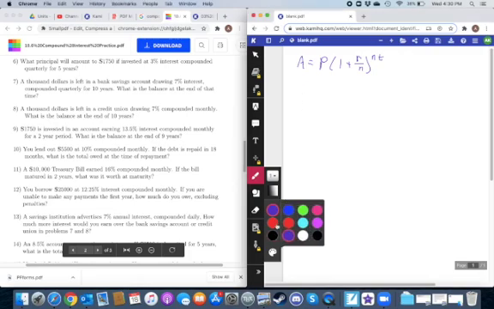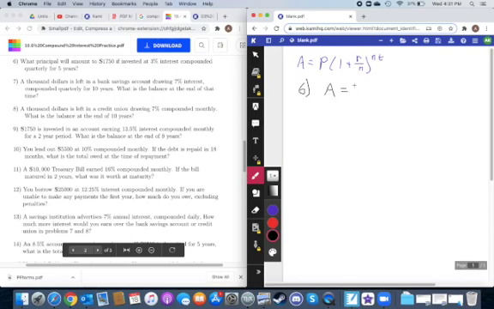For example, like number 6. In number 6, what principal will amount to $1,750 if invested at 3% interest compounded quarterly? So let's see what we have.